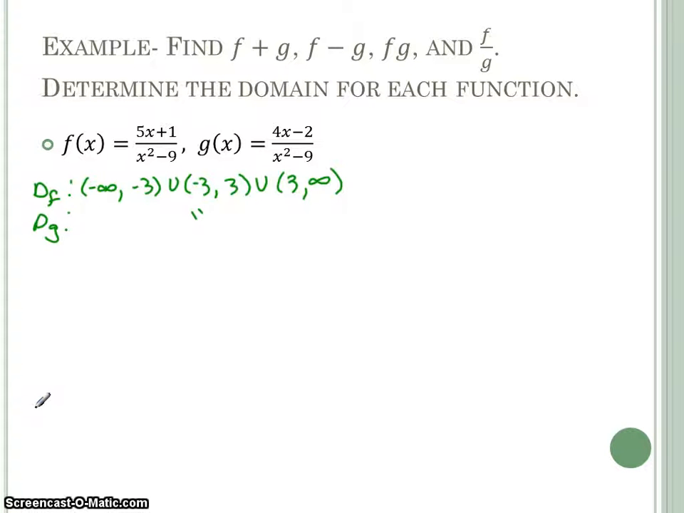So what is their intersection? It's the same: negative infinity to infinity, except that you can't use those three. So we have to write that every time.